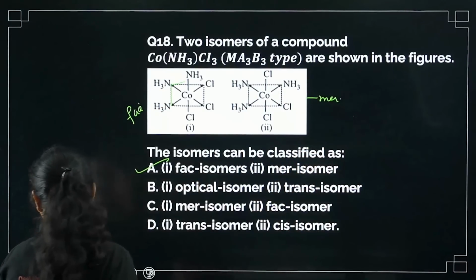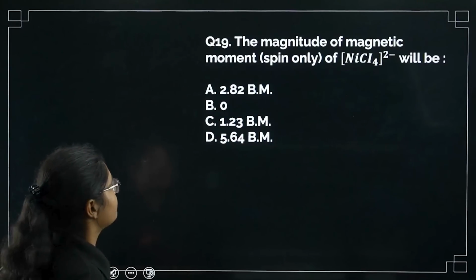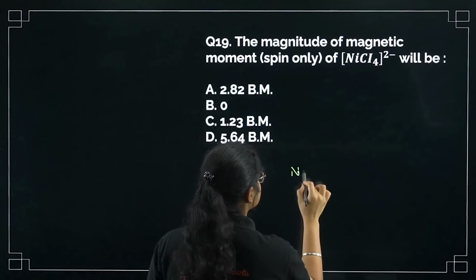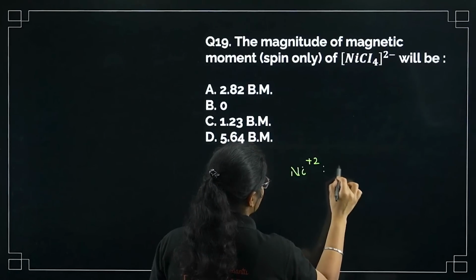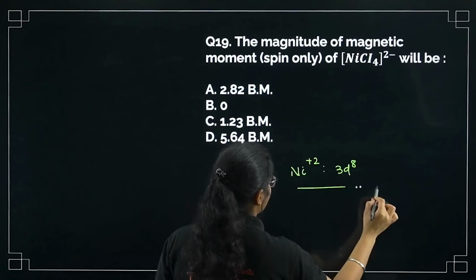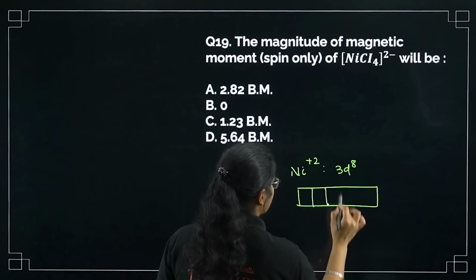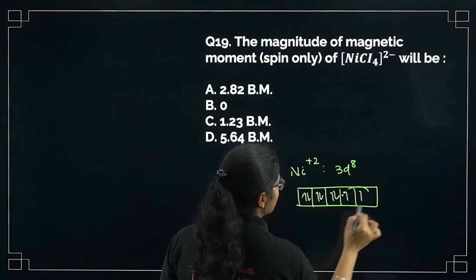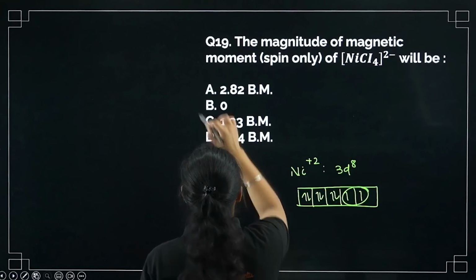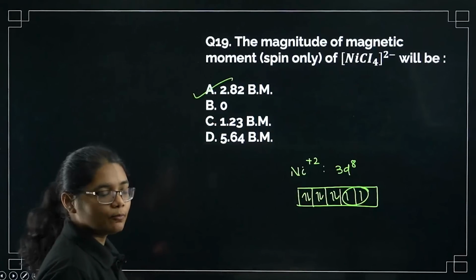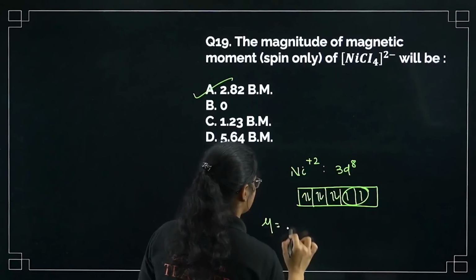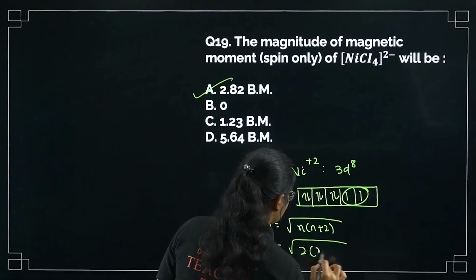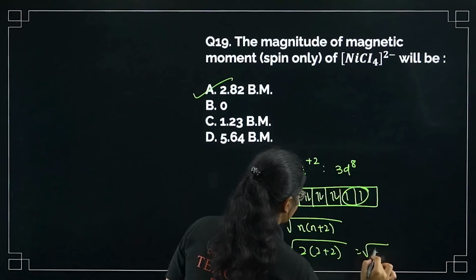Okay. Next, question number 19, the magnitude of the magnetic moment of NiCl4 2-. So Ni, if you see here, is in +2 oxidation state. +2 oxidation state means 3d8. Now if I have 3d8 configuration, you can see 1, 2, 3, 4, 5, 6, 7, 8, 2 unpaired electrons are there. So for 2 unpaired electrons, the magnetic moment will be 2.82. If you remember the formula, it is root over of n into n plus 2. So I have root over of 2 into 2 plus 2, that is root over of 8.